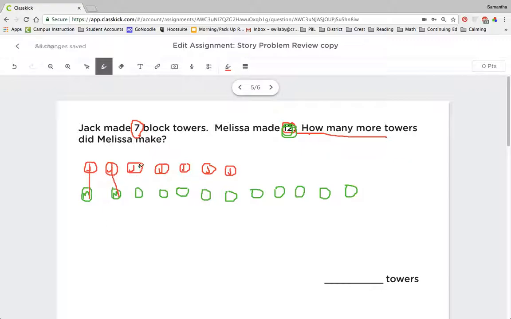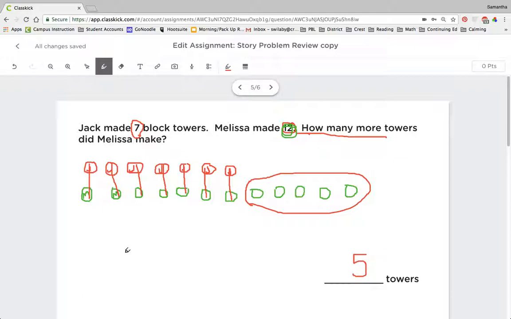So these ones have one. I want one for Jack and one for Melissa. They can't have a partner with the same color or from the same group. So these ones all have partners or buddies, and then these ones are the ones left over. So these are Melissa's extras. This is how many more Melissa made than Jack. So I can see that's 1, 2, 3, 4, 5. So Melissa made 5 extra towers.